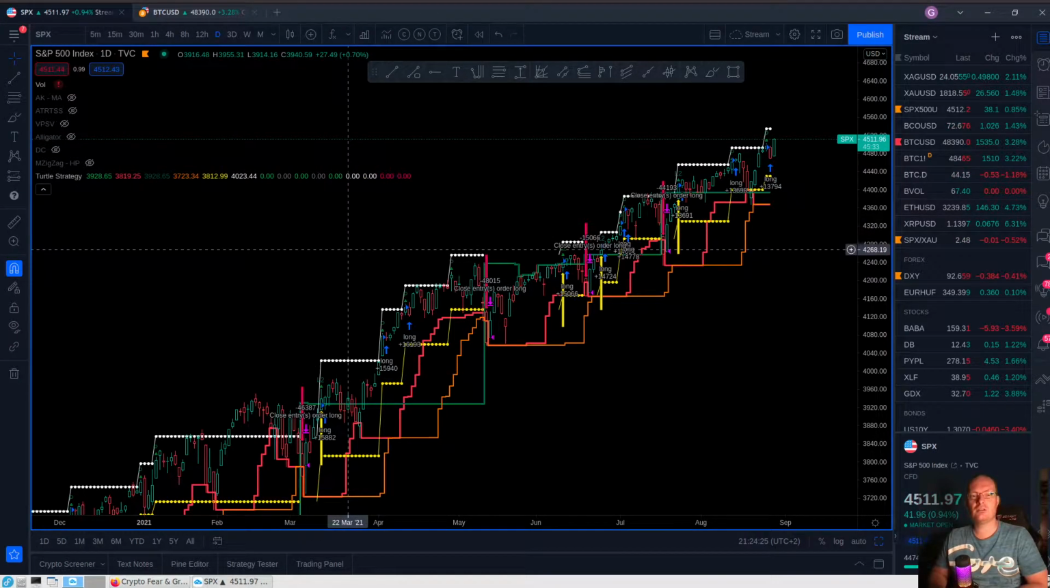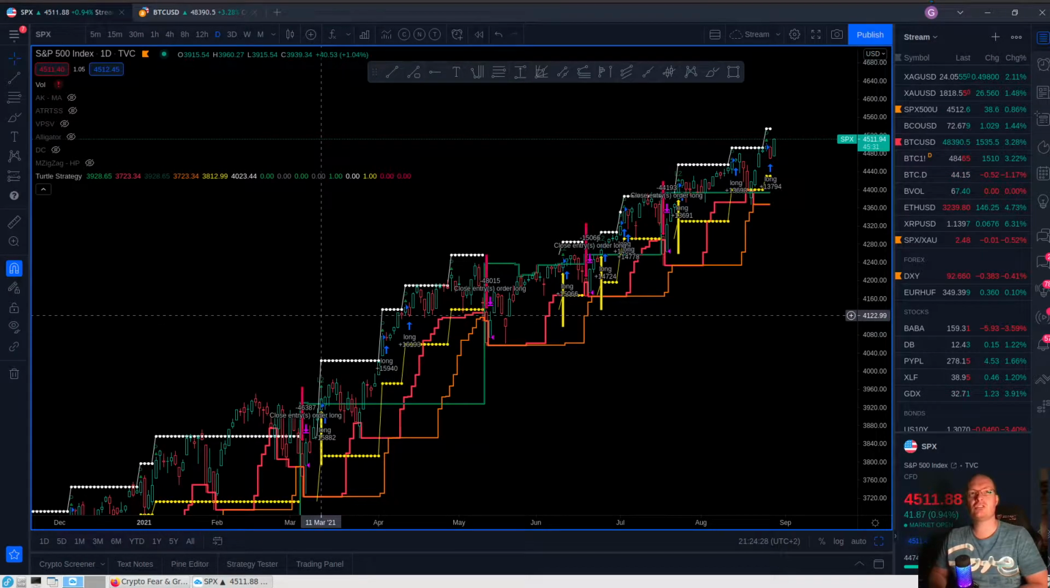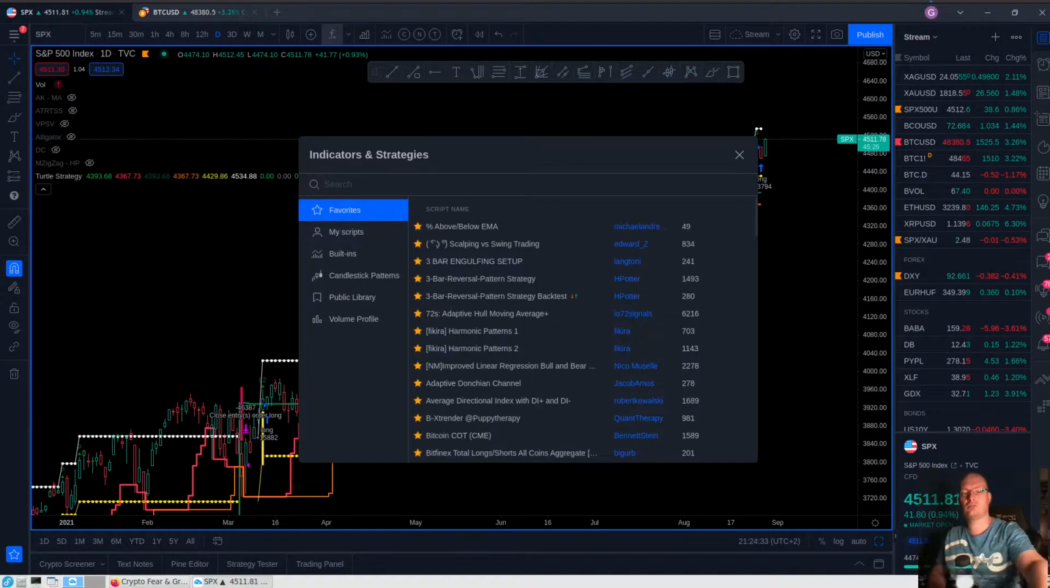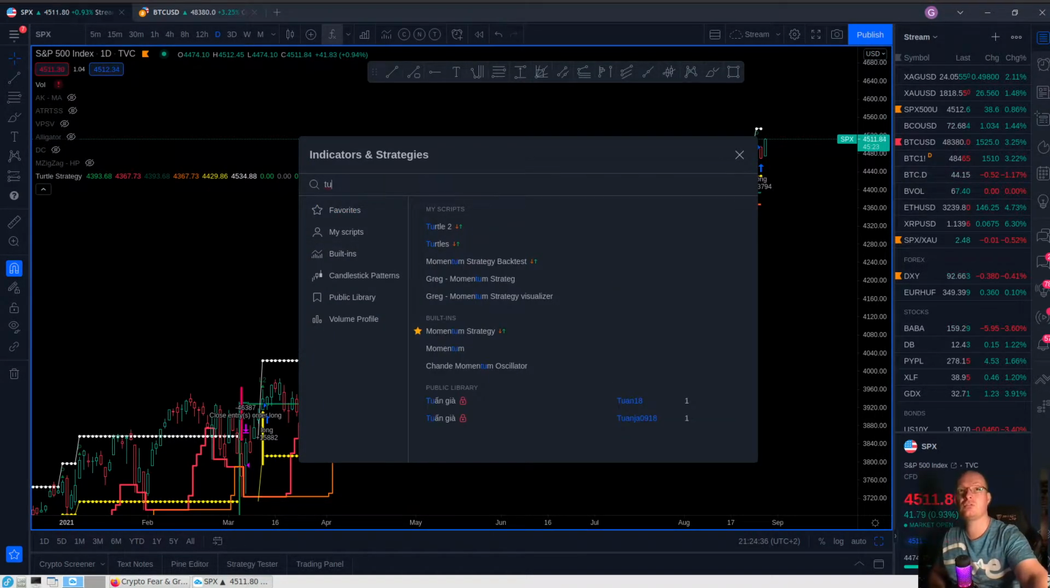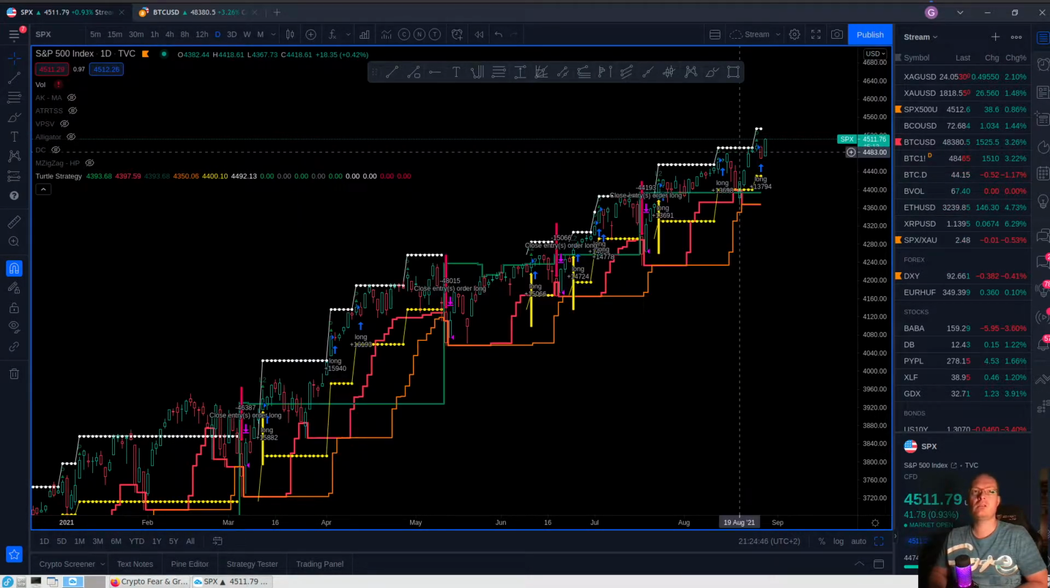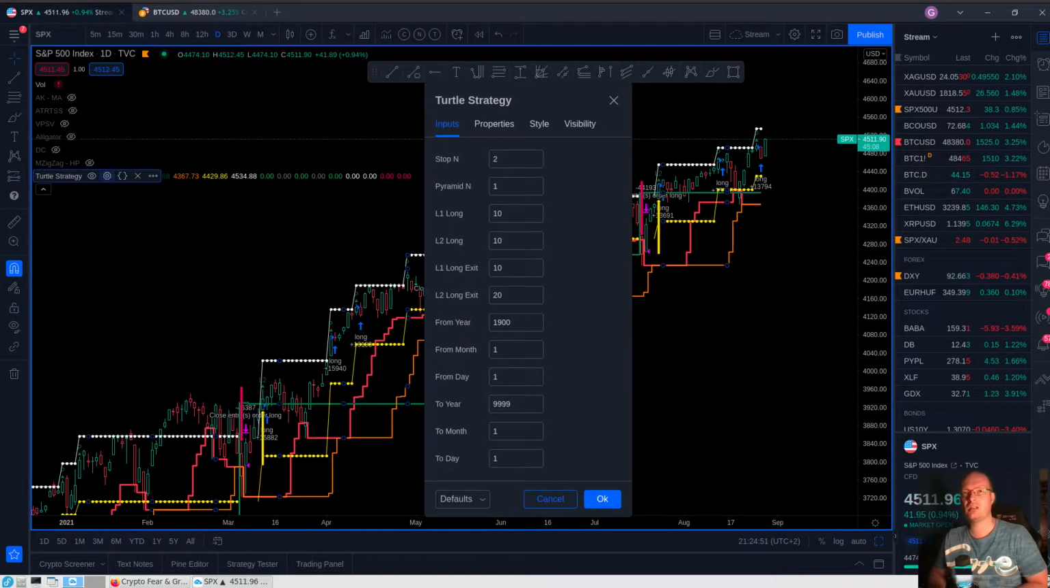So the turtle trading strategy, I found this one. You search in your indicators for turtle, and then you have this one named Turtle System from Eugene 71. So you add this one to your chart, and I found that it had very good results, and to my surprise, this is a long only strategy. He also has another one which is only focused on going short.